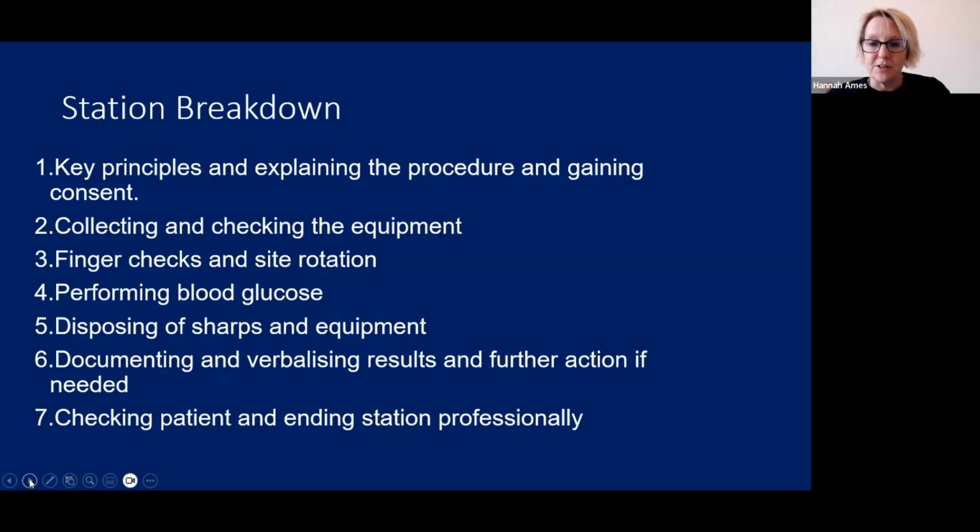You need to document your results, and then, like I said, you need to verbalise any further actions if your blood glucose levels are high. If your blood glucose levels are normal, again, you can just check in with the patient that they haven't got any worries and concerns, and that they're taking their medication and following their diet and exercise as normal. And just check with your patient at the end and end the station professionally.